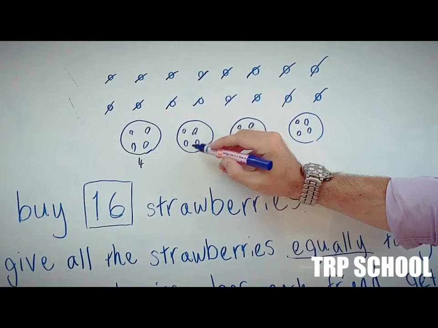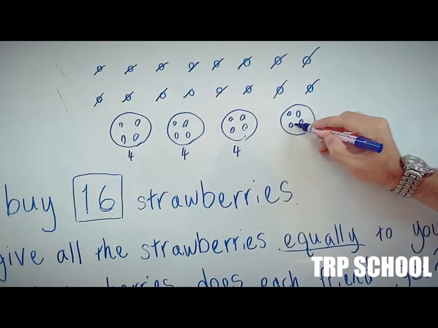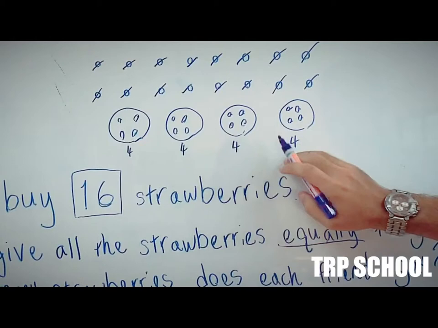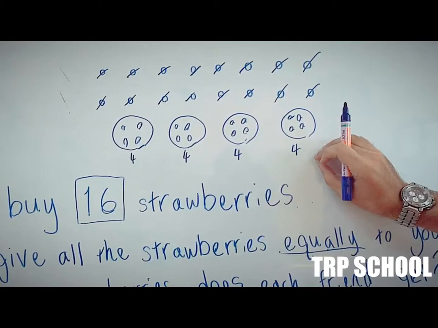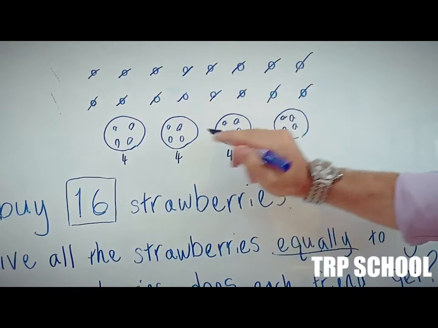1, 2, 3, 4. 1, 2, 3, 4. All right, so I have 4 in each bag. All my bags are equal. But I want to see if it's 16. I got to make sure that all of my bags add up to be 16, this number.